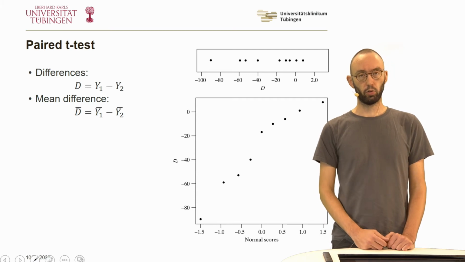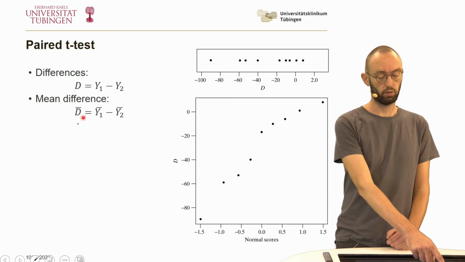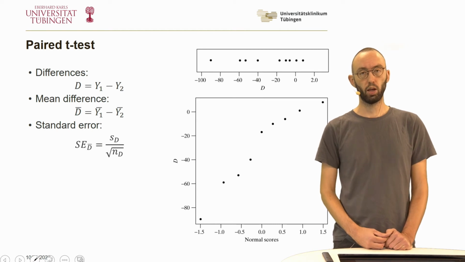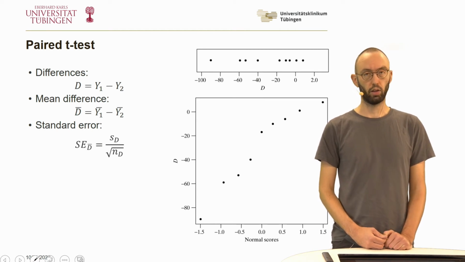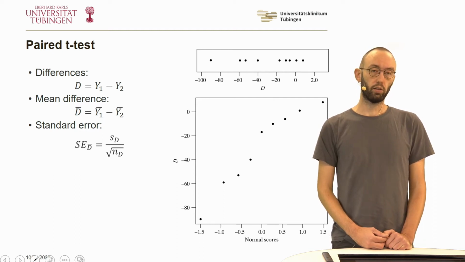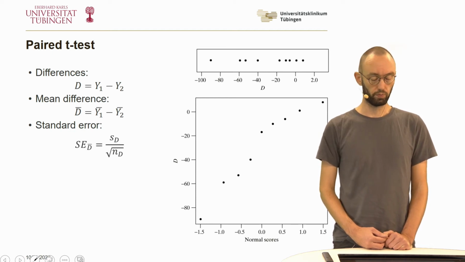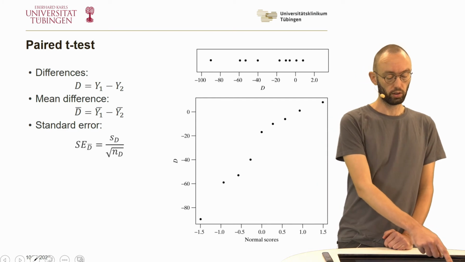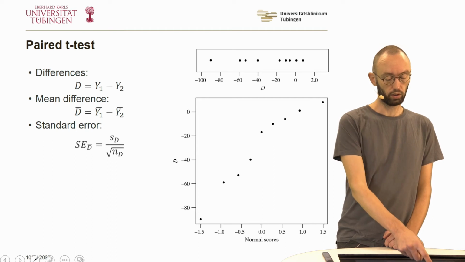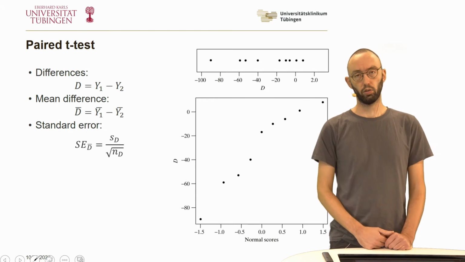The mean difference, of course, is equal to the difference of the means. But this is the statistic that we're interested in. You can also compute the standard error of the mean difference. And now you need to be careful because this is not equal to the standard error of the difference in means that we introduced in one of the last videos. In fact, for the standard error of the mean difference, we can in this case use the standard deviation of the differences and divide by the square root of the number of samples.